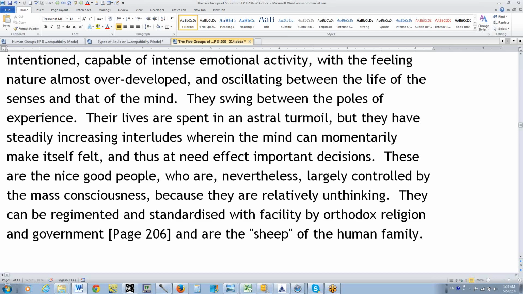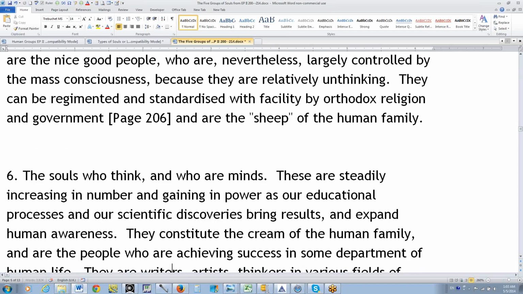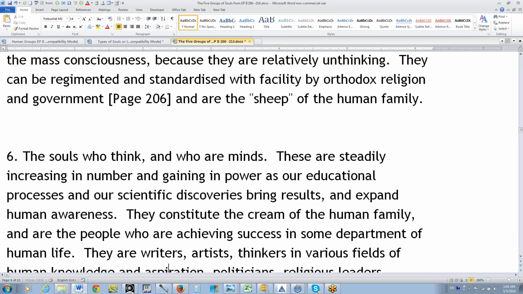You see, this is still the hall of ignorance. We have to understand that. We haven't gotten out of the first three petals. They can be regimented and standardized with facility by orthodox religion and government and are the, quote, sheep of the human family, not the goats, right? Okay, reading this is important to get this overall picture, and then I will take it apart, analyze it, and we'll see what some of the implications may be.